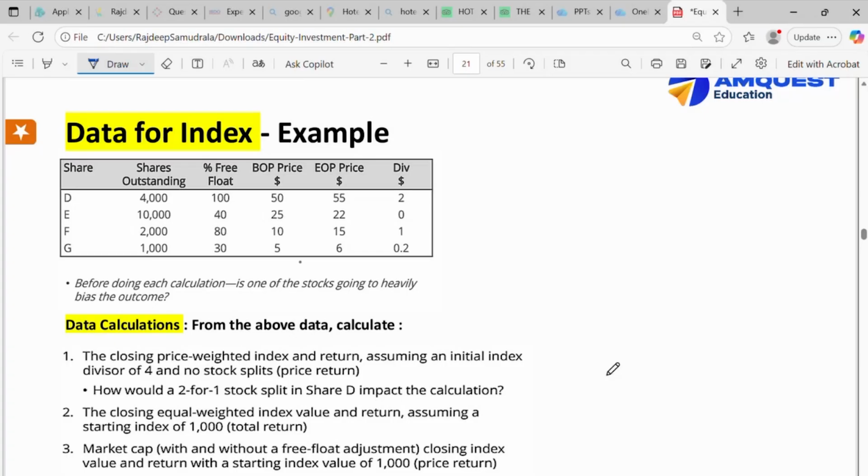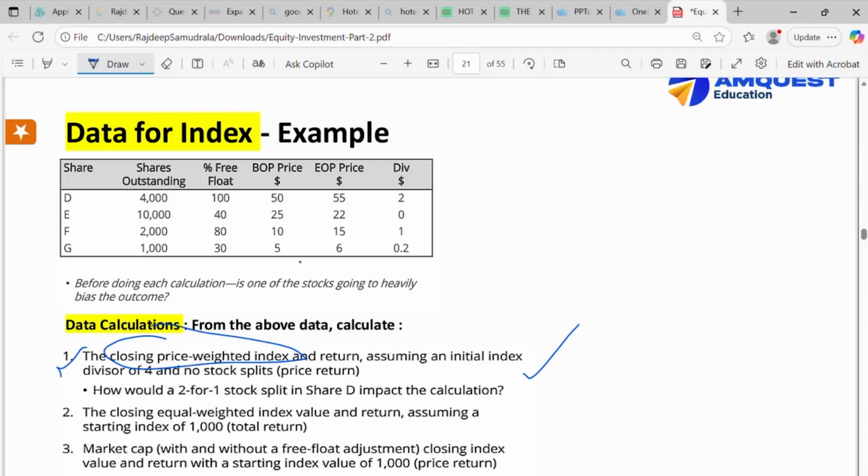Now, if you look at the example quickly, this is a very critical summary. You'll see shares outstanding, there's a free float percentage, there's beginning price, ending price, and dividend. Let's see the first question. If the closing price weighted index is assuming a divisor of 4, how would a 2-for-1 stock split in share D impact the calculation?